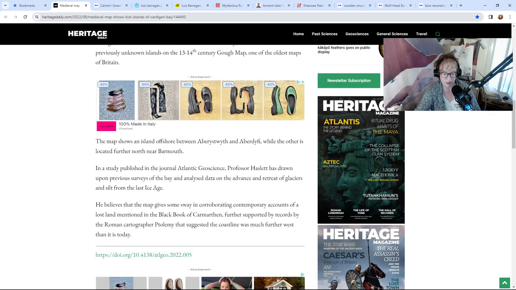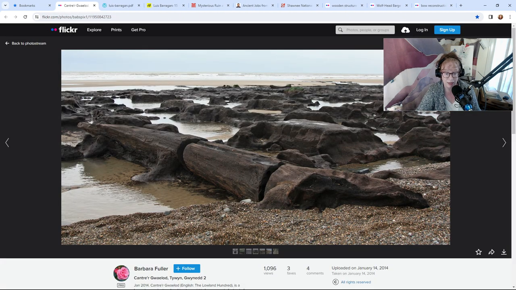So what actually happened? There is a book called The Black Book of Carmarthen that has some information about these two lost islands. And it's further supported by records from the Roman cartographer Ptolemy that suggested the coastline was much further west than it is today. And it would be much further west because of these islands, which actually might not have been islands at the time. They may have been connected. These are some remnants of that island.